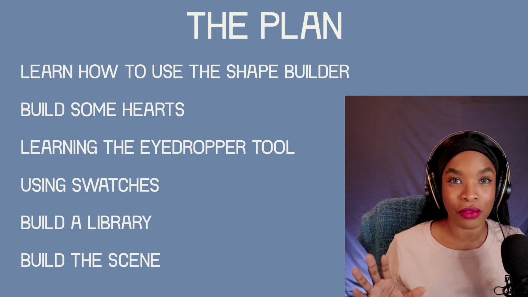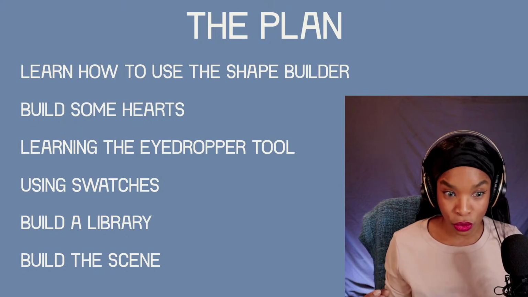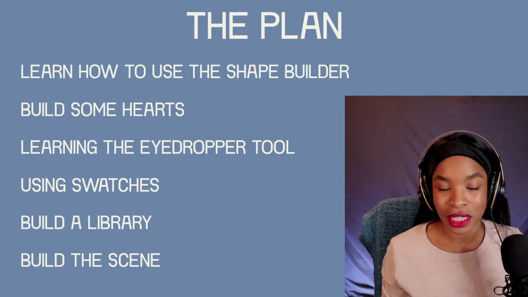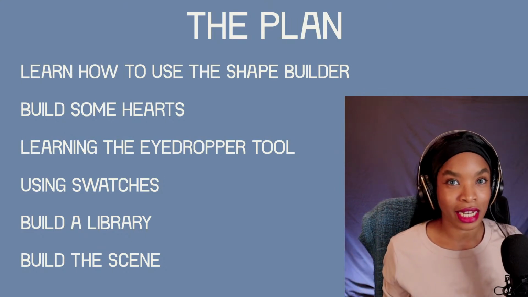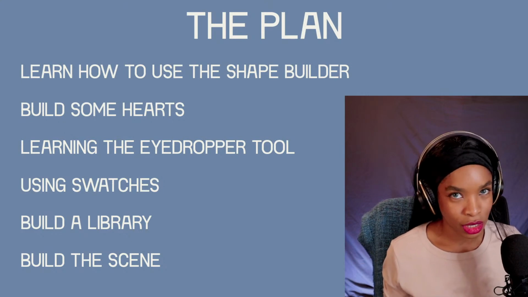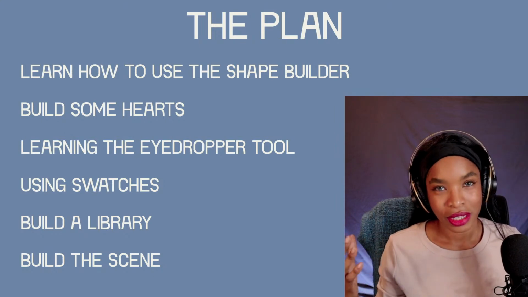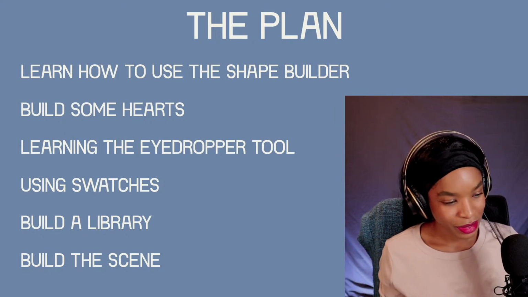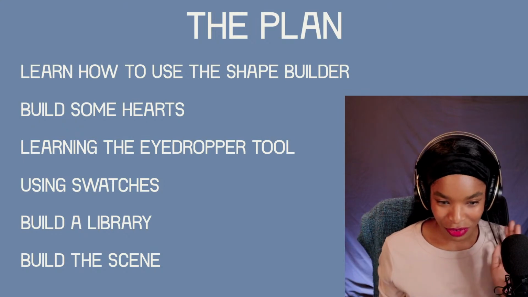But once we've built the hearts, we've got to color them, obviously. So we're going to use the eyedropper tool, learn how to use swatches, and learn how to use colors from an existing library. If you guys have not used the library system before, it's really, really cool. And then after that, we're going to build the scene. Does that all sound good? Is everyone on the same page? Hopefully.